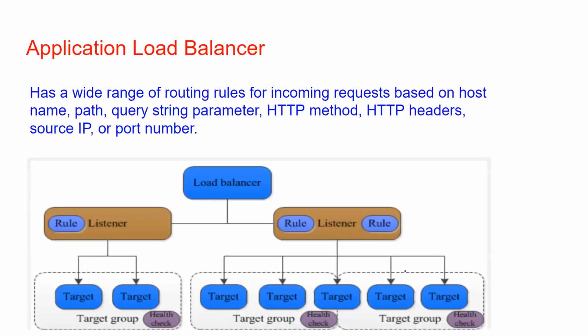Now, when we talk about application load balancer, it helps you route traffic based on information like host name, path, query string parameter, HTTP method, and HTTP headers. Whether it's application load balancer or NLB, both have the concept of listener, rule, and target group in common, but your ALB is used for serving HTTP and HTTPS traffic, while your NLB is for TCP and UDP protocols.